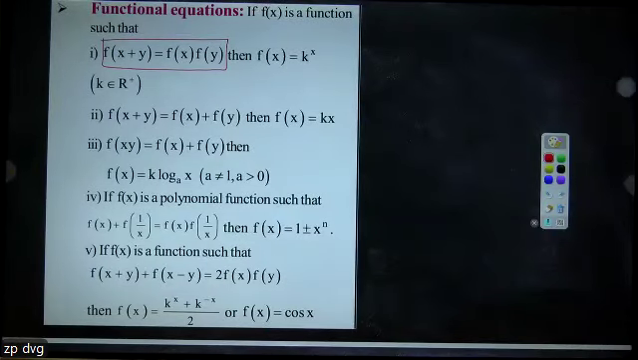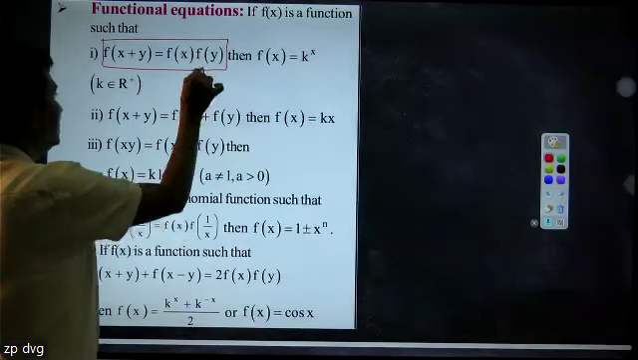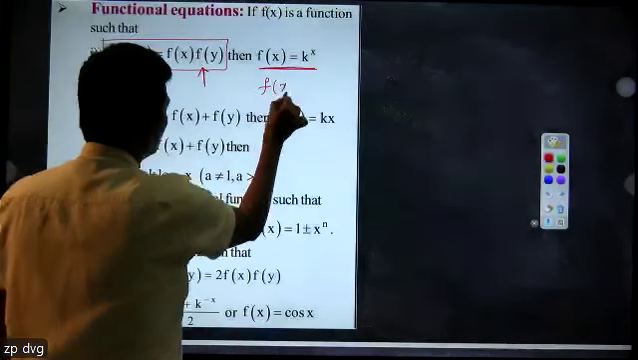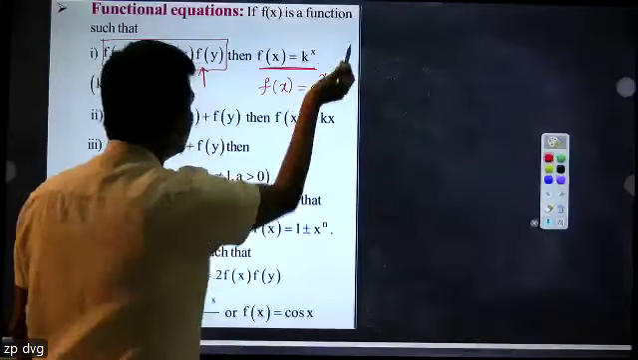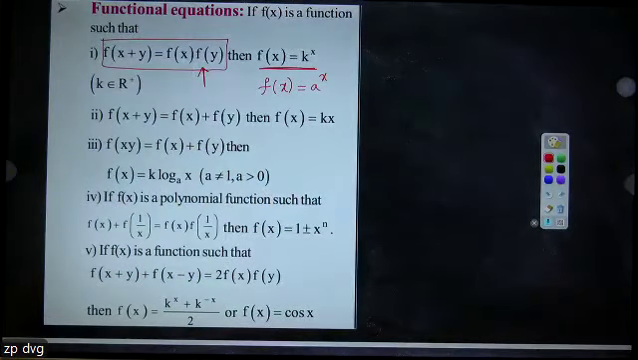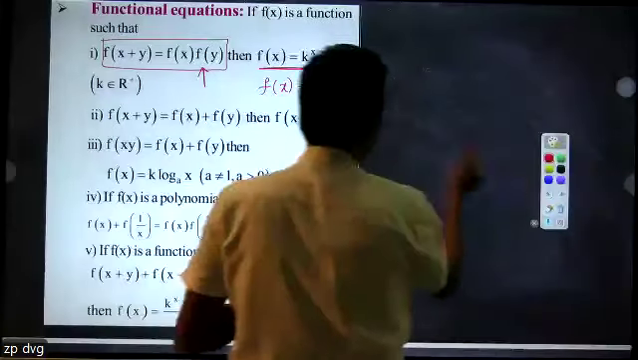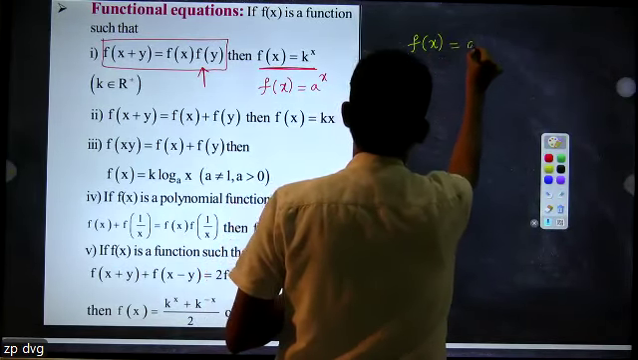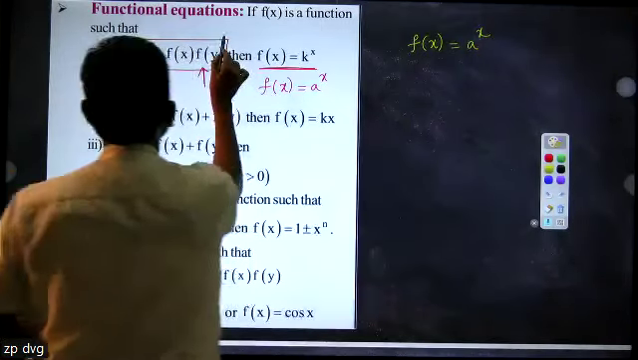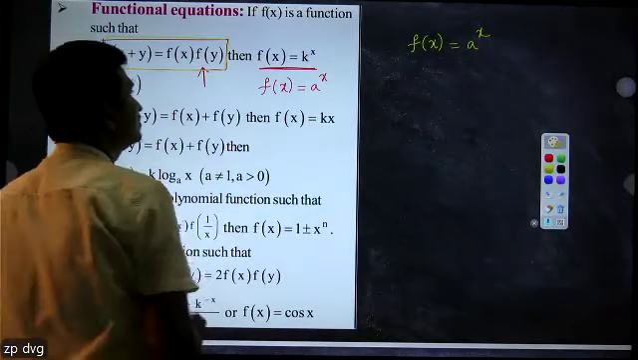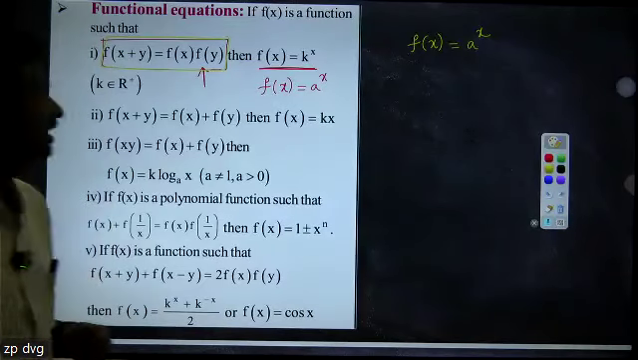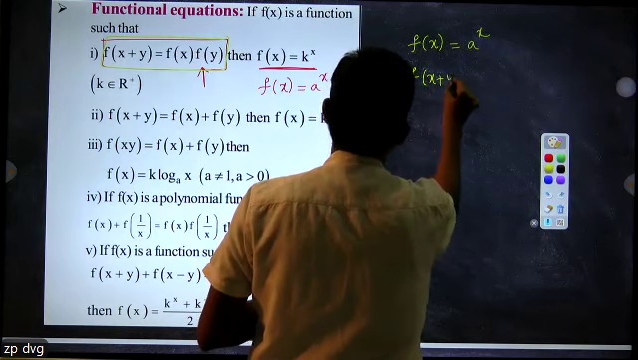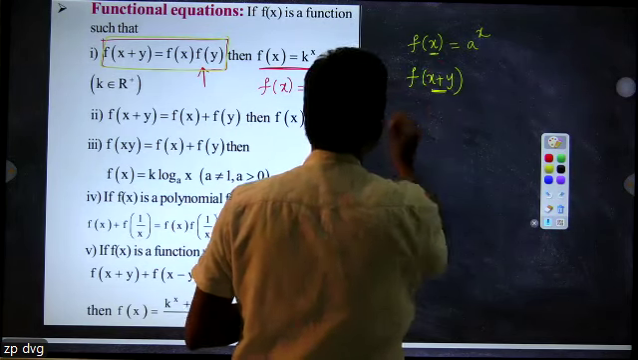You need to know that the function satisfying this equation is f of x equal to k power x or a power x. K is some constant. We need to find a from that actually. So here, in case f of x equal to a power x, how does this function satisfy this condition, f of x plus y equal to f of x into f of y? What is f of x plus y? Here, in place of x, what is there? X plus y is there.